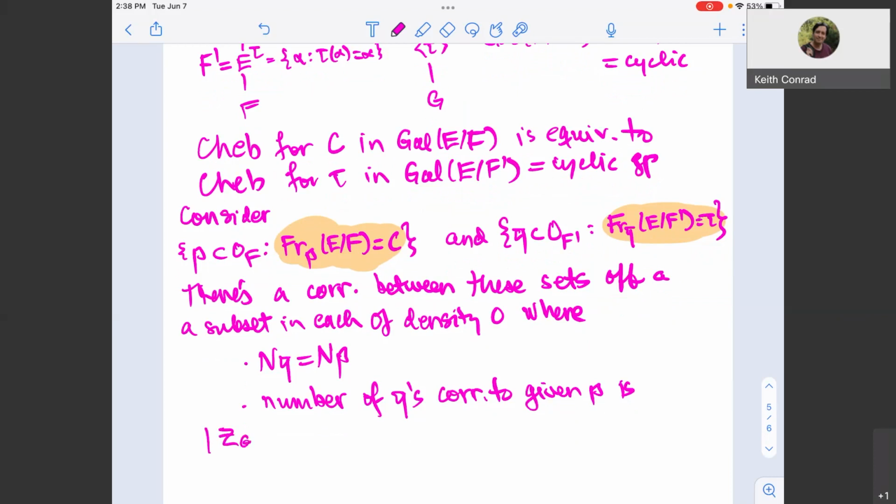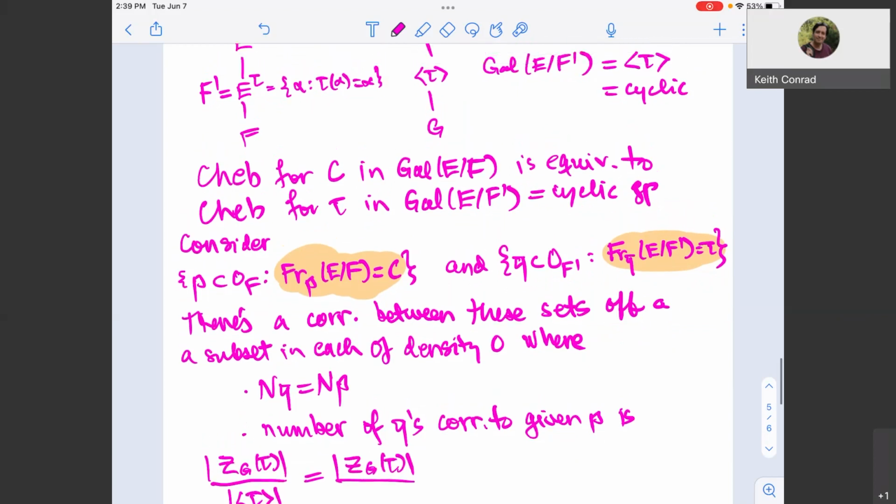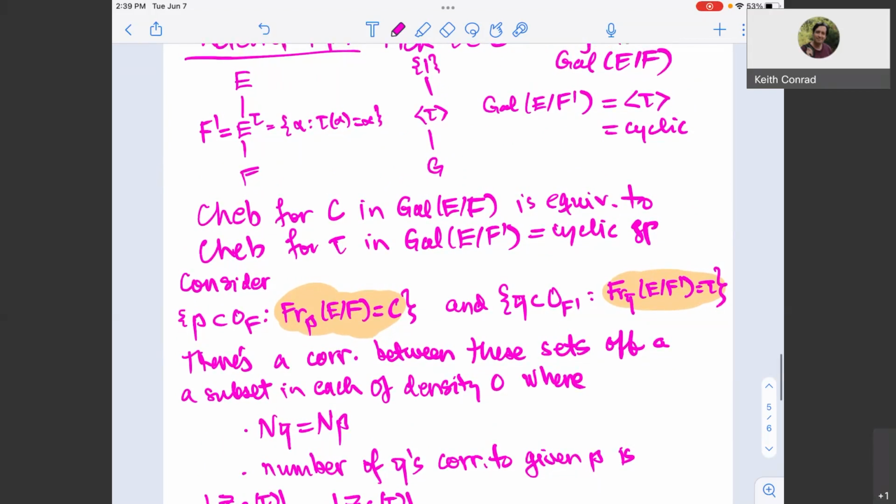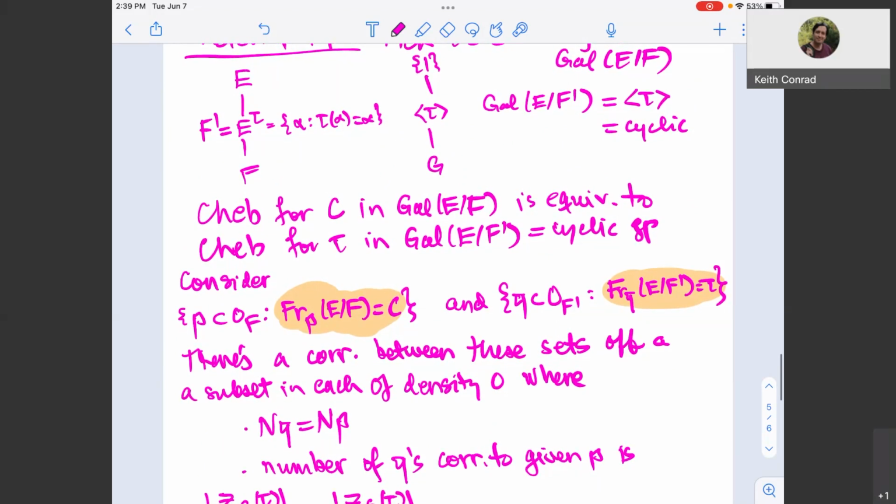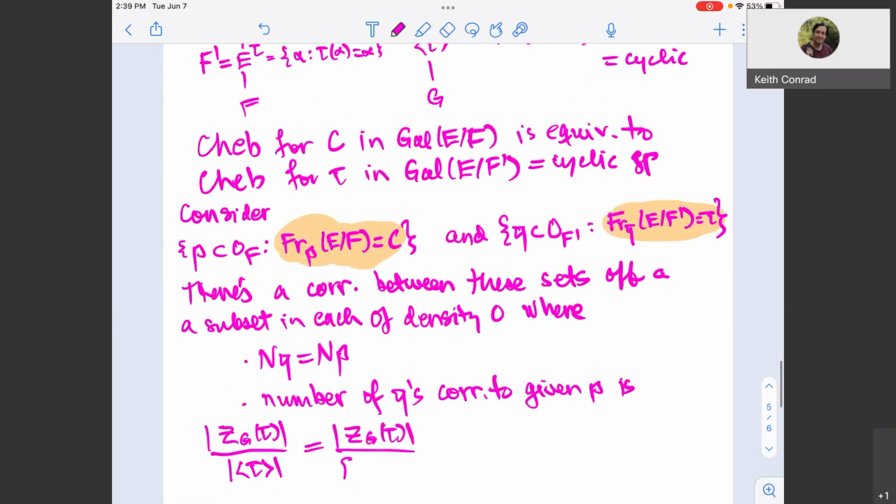So we did a little bit of group theory here. The centralizer of tau in the big Galois group over the powers of tau. Remember, the centralizer of an element in a group is the elements that commute with it, and that contains the powers of the element itself. So that ratio is, in fact, an integer. The size of the subgroup generated by tau is, in fact, the degree of E over F prime from Galois theory. If you look at the diagram of fields, the size of the subgroup of tau.